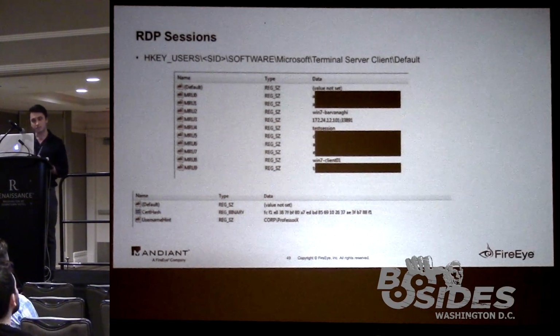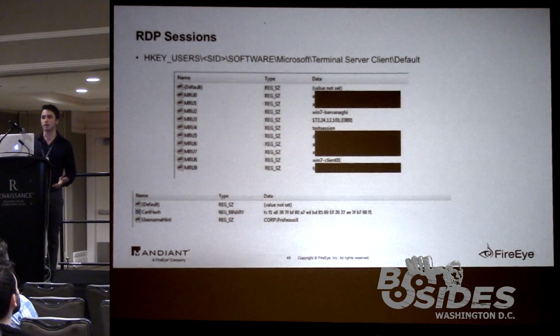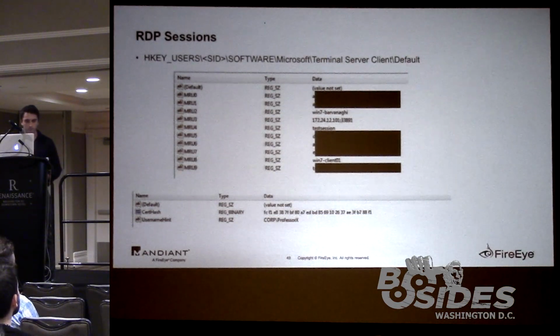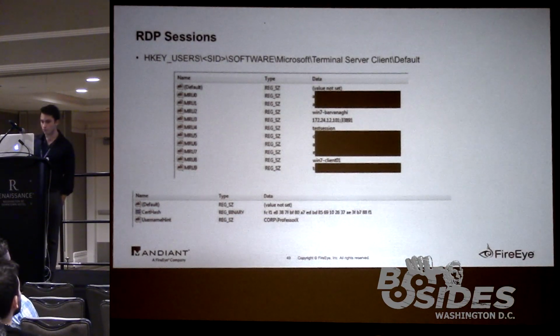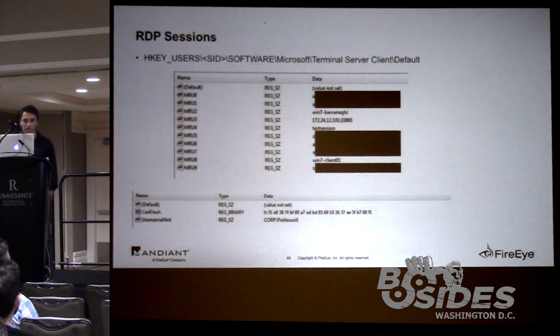And if it's ever connected to that, then we know that that would serve as a jump box to get to that domain or that segregated host. So this is the key that you would get it from. It has this username hint key, which would give you the username associated with that RDP session.